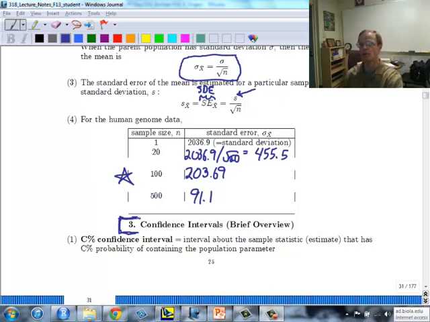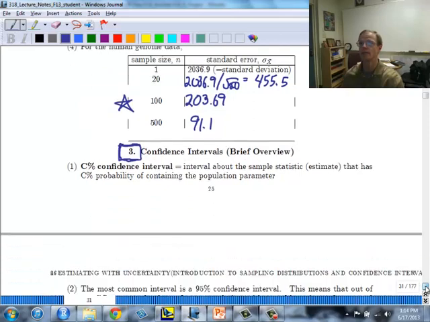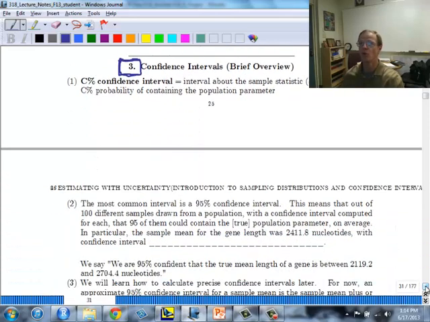Okay, this is Whitlock and Schluter Chapter 4 video lecture on confidence intervals. Now, the basic idea behind a confidence interval is that it's an interval within which we have high confidence that the true population parameter lies. Okay, so let's go right into an example from last time.